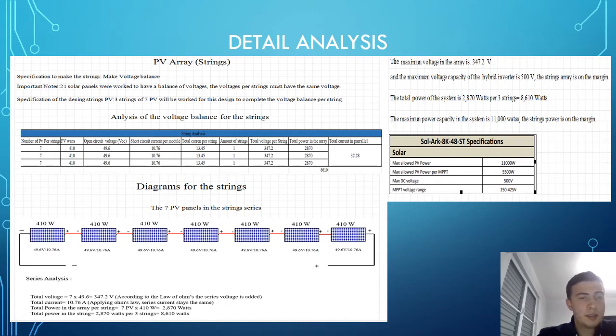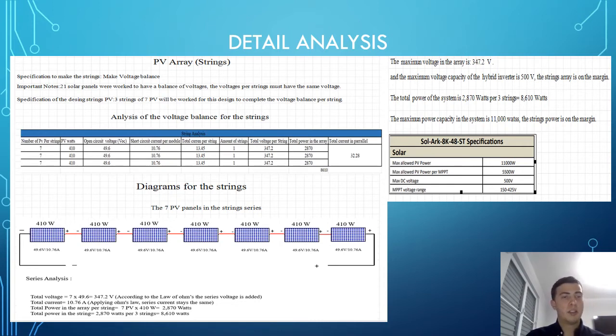the PV watts, open circuit voltage, that is a specification of the PV panels of this project, the short circuit current per module, the total current per string, the amount of strings, the total voltage per string, and the total power in the array, and finally the total current in parallel. And this is the diagram of the string. The 7 PV panels in series.